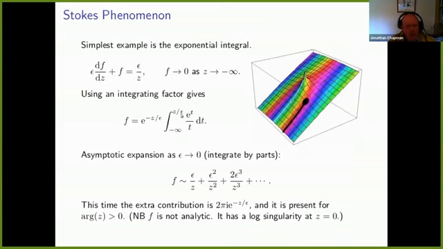The endpoint contribution, you can integrate by parts to find the asymptotic expansion of f as epsilon tends to 0, and you get a power series expansion in epsilon and inverse powers of z. And this time the extra contribution that you switch on is just the pole contribution, so the residue here is 1, so I get just e to the minus z over epsilon times 2 pi i switched on as I cross the real axis. So this is present whenever the argument of z is positive when I'm in the upper half plane, but it's not present when I'm in the lower half plane.